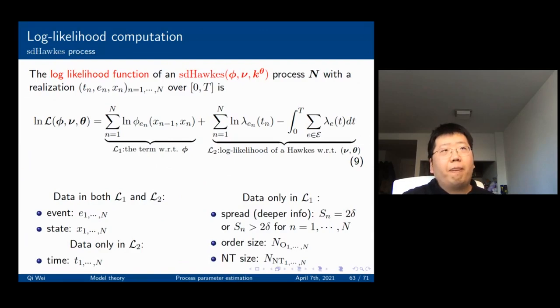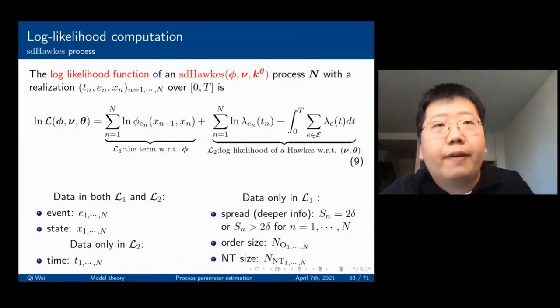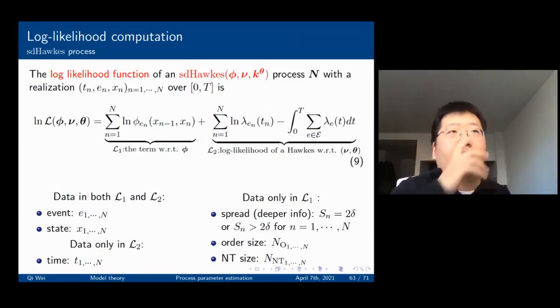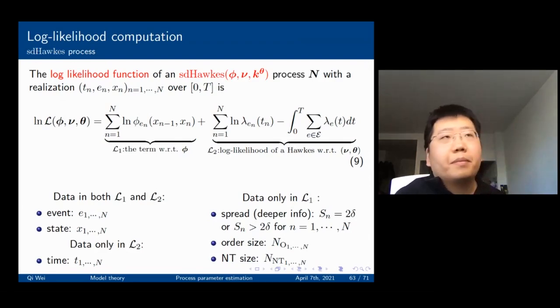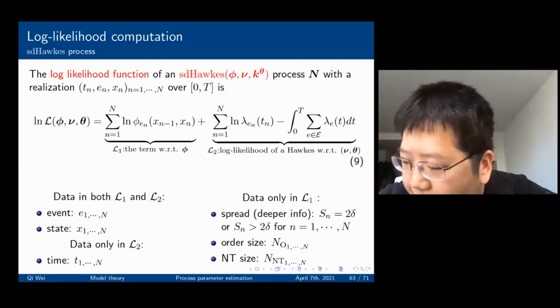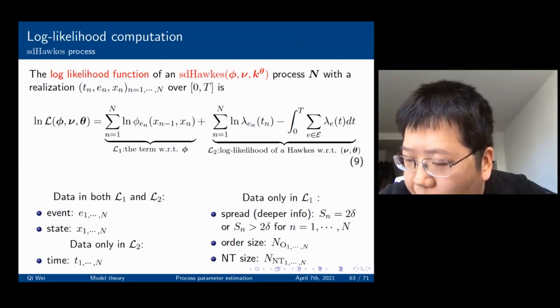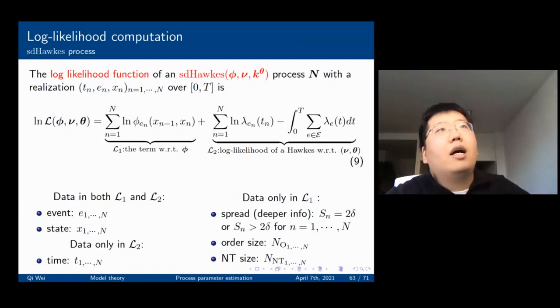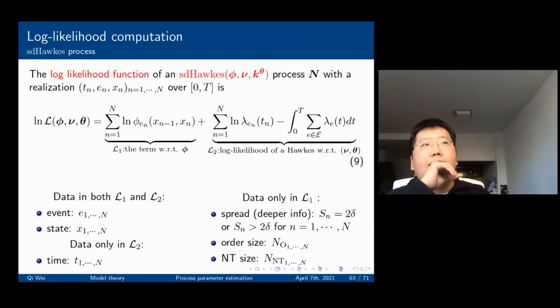A quick question, Dr. Wei here. So here you assume the temporal influence is exponentially decaying. Sorry, the temporal kernel is exponentially decayed in time? Well, for this likelihood, we don't have this assumption. It does not matter which form. You can also use a power law kernel if you want.